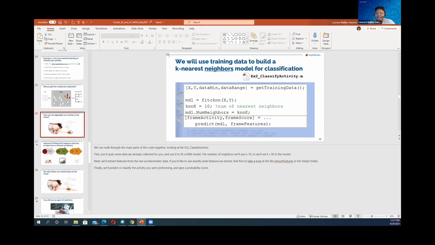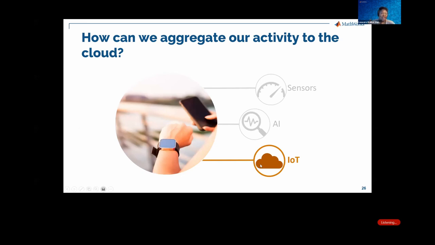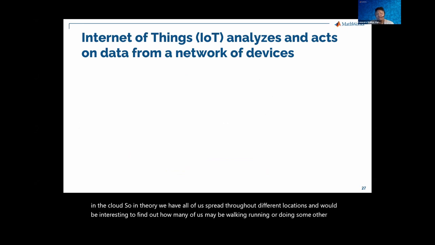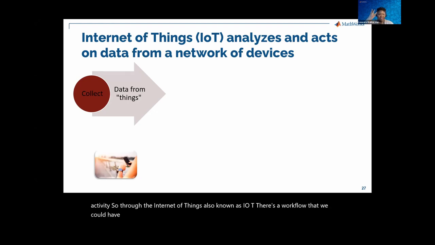So in terms of the last topic, we're highlighting information related to the Internet of Things. How can we aggregate our activity in the cloud? In theory, we have all of us spread throughout different locations, and it would be interesting to find out how many of us may be walking, running, or doing some other activity. Through the Internet of Things, also known as IoT, there's a workflow that we could follow. The workflow entails these three steps.